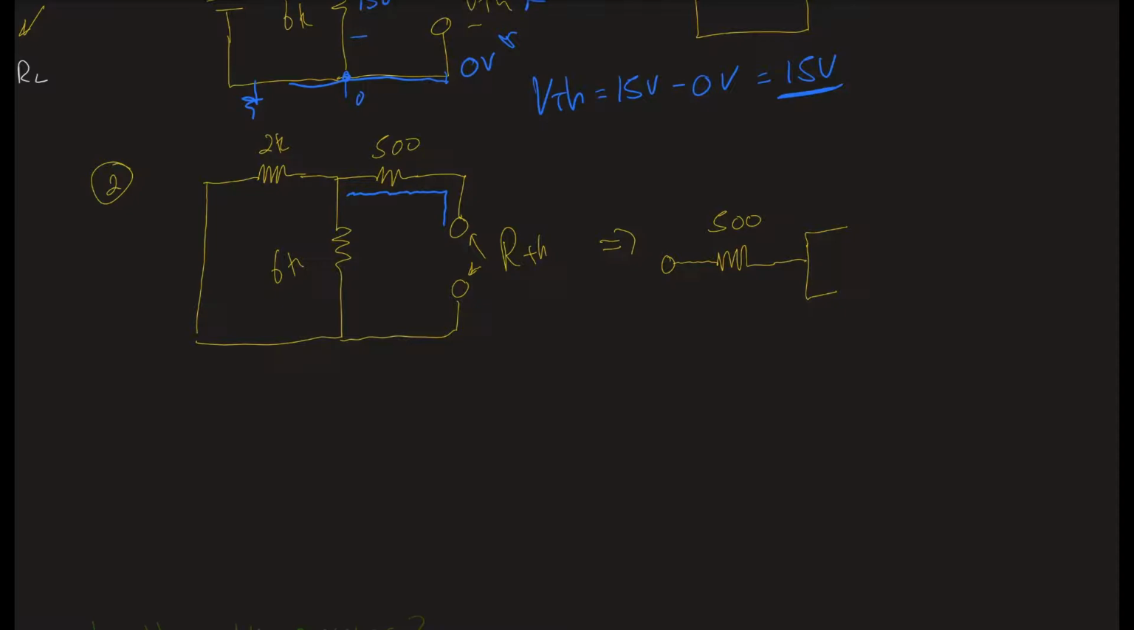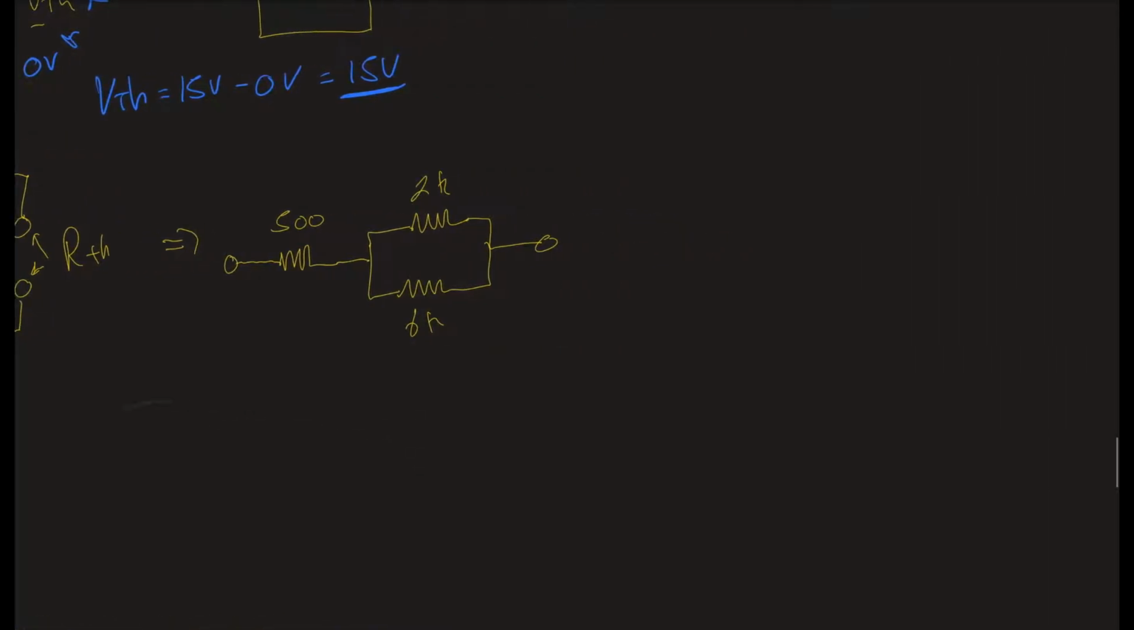At this point, if I go one way, I have to go through a 2K, and then I'm where I want to be. If instead I go the other way, I have to go through a 6K, and then I'm where I want to be. And so this is it. We just have to now solve this for its resistance.